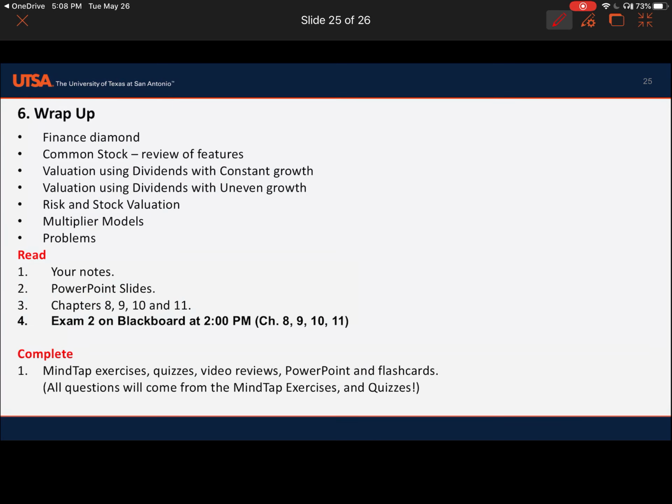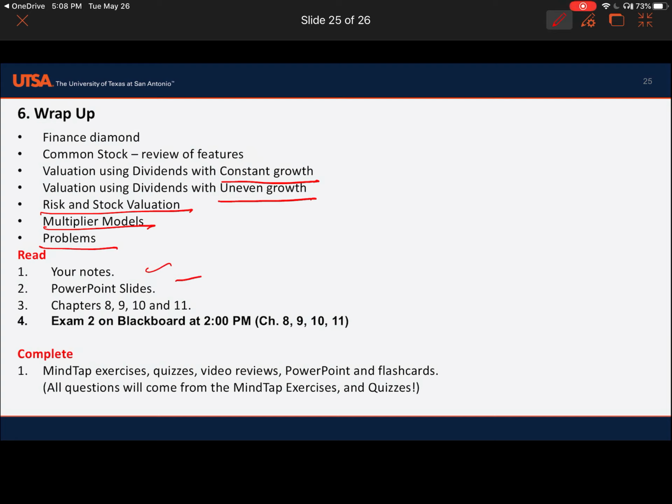Okay, so to wrap up, we quickly looked at the finance diamond, common stock review of features, valuation using dividends with constant growth, uneven growth, risk and stock valuation, and multiple models. We solved a couple of problems. Please read your notes, PowerPoint slides, and chapters 8, 9, 10, and 11.